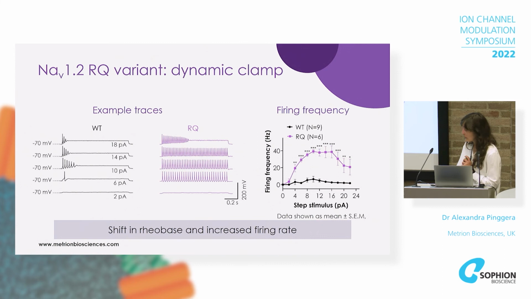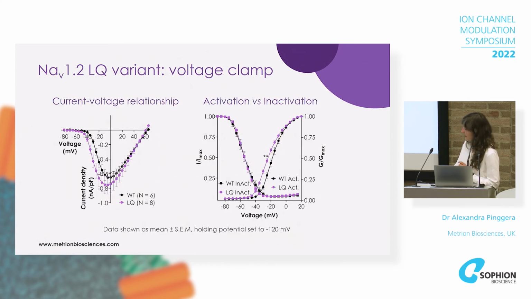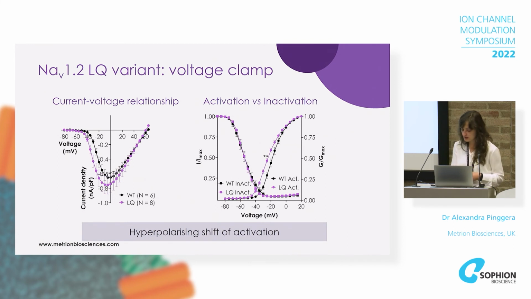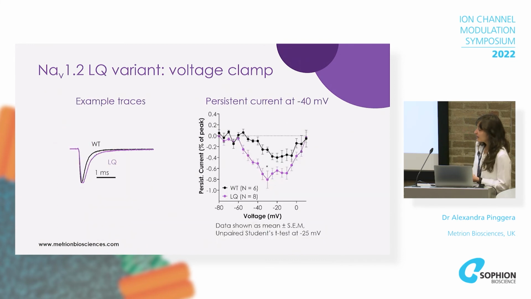Now I'm going to show you a second example. LQ, a different mutation, with a similar shift in the voltage dependence of activation, also seen here. This is now about a 5 millivolt shift; before we had 5.5, now we have 5. And the inactivation is again unchanged. Here, we don't really have a strong effect on the fast inactivation kinetics, but we have again an increased persistent current at negative voltages.